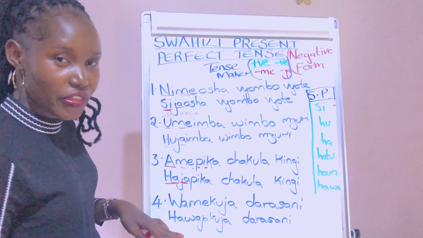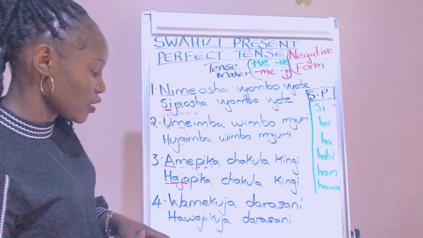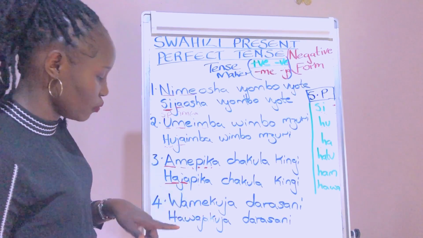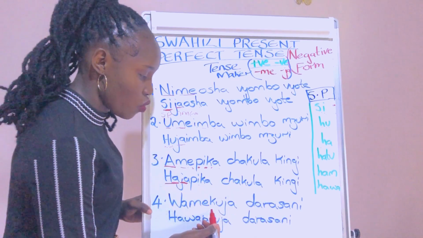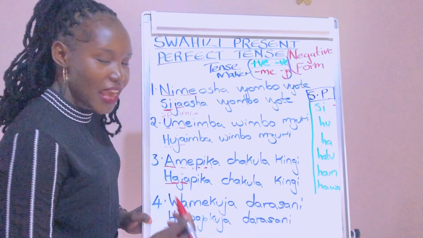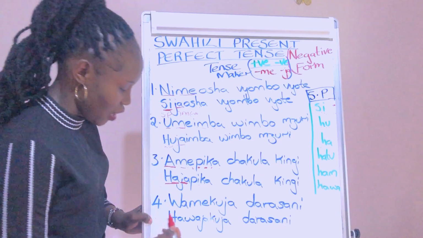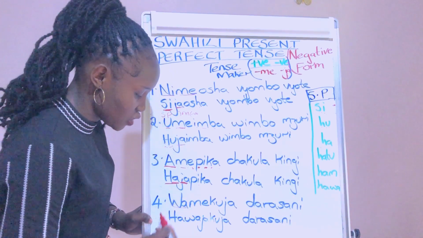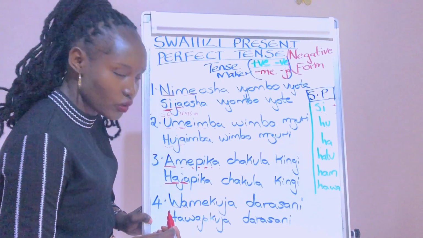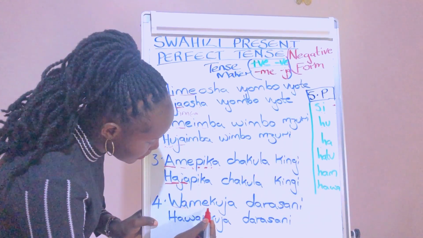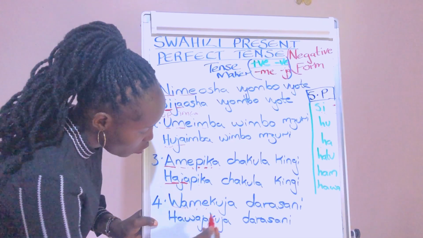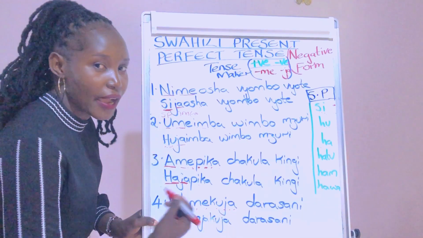Let's go to our fourth example. The first one is in positive form. Wamekuja darasani. They have come to class. Wa is the subject prefix in positive form to represent wao or they. Me is the tense marker in positive form. Kuja is our verb to mean come.